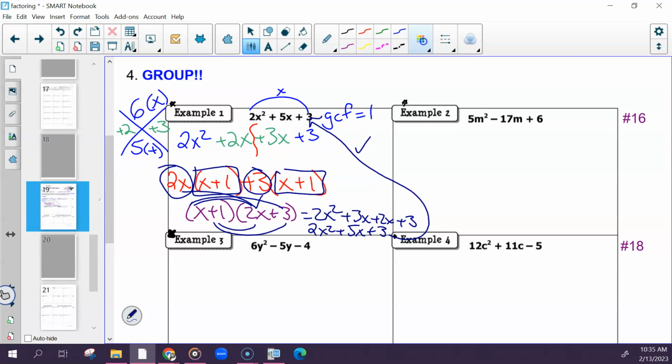Let's do the next one. This example 2, have a GCF.